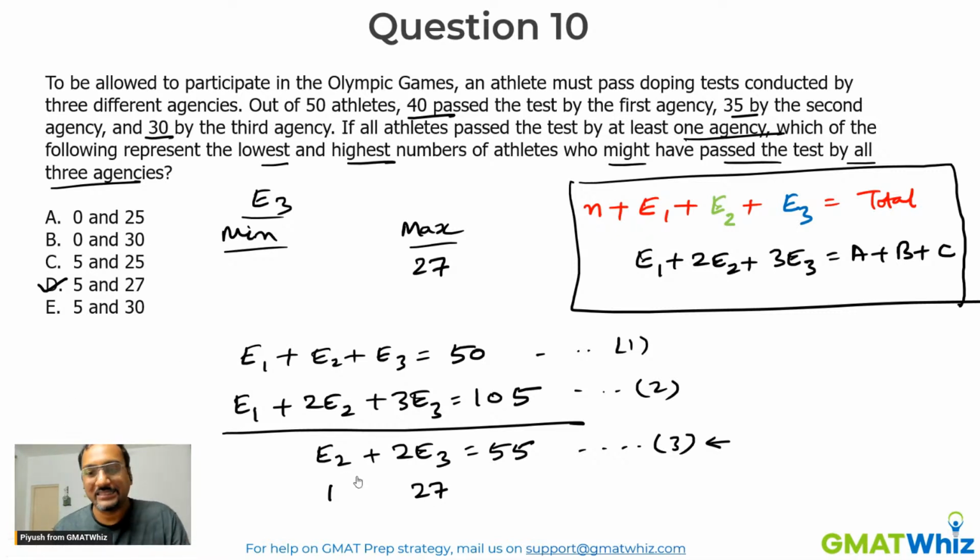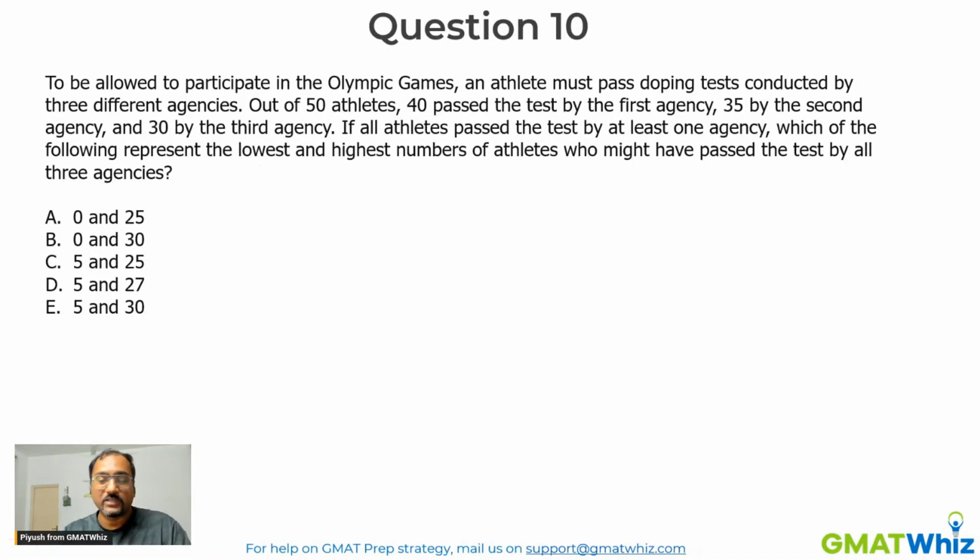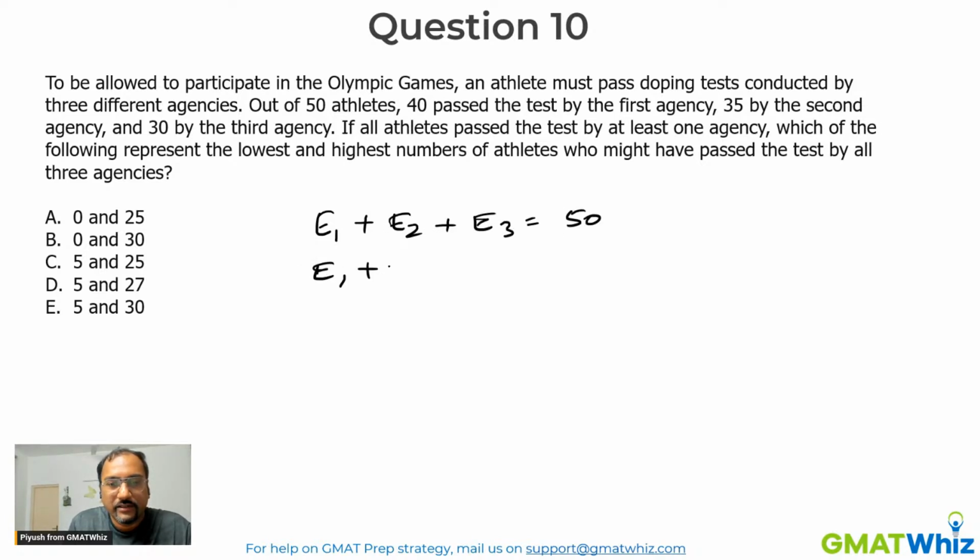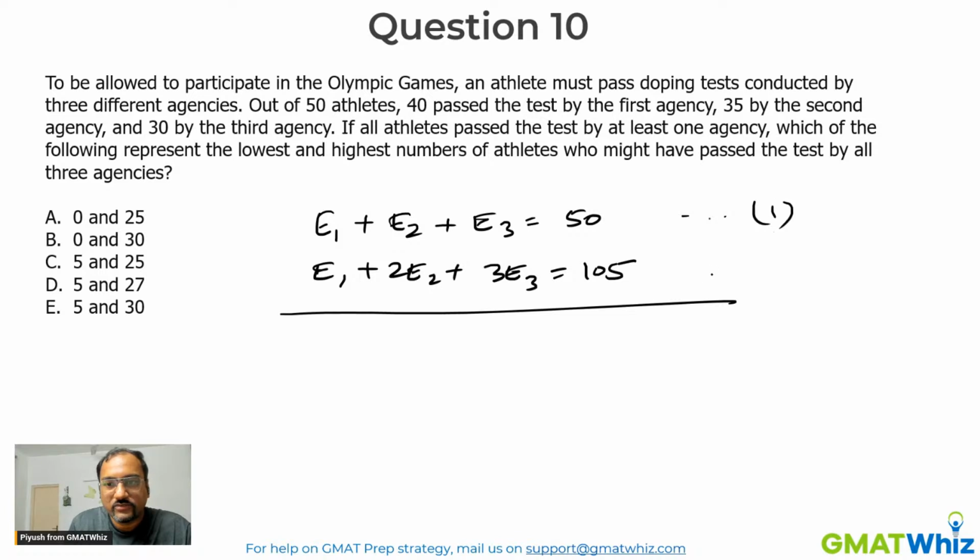Now I want to minimize E3. I can stick with the same equation and ask, what if I want to minimize E3? Let me go to the next page. I'll just write down the equations on this page once again, for the sake of clarity. E1 plus E2 plus E3 is equal to 50. E1 plus 2E2 plus 3E3 is equal to 105. This was my first equation, this was my second equation, and I subtracted the two to get my third equation, which is this one.